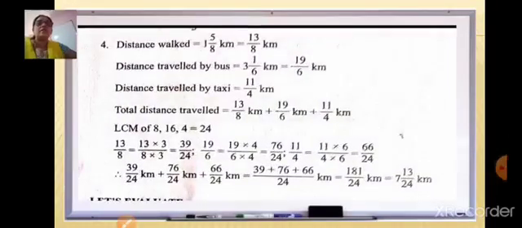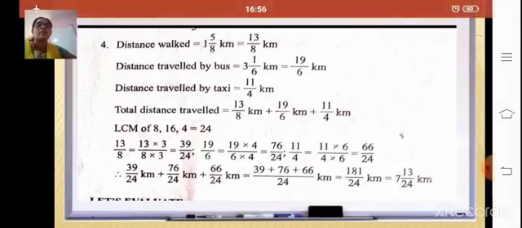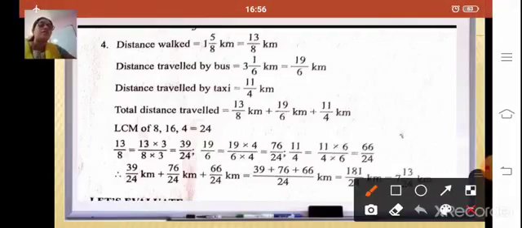Now copy down this sum along with the statements, children. Distance he walked was 1 whole 5 upon 8 kilometer. Distance travelled by bus was 3 whole 1 upon 6 kilometer. That is, when we converted it into improper, we got 19 upon 6 kilometer. And distance travelled by taxi was 11 upon 4 kilometers. Then after we take the LCM of 8, 6 and 4, we got the LCM as 24.